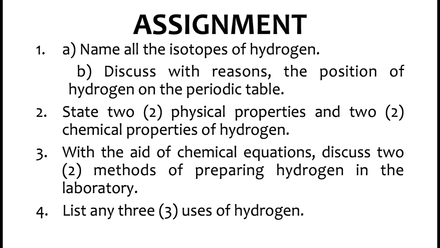The questions again. 1A. Name all the isotopes of hydrogen. B. Discuss with reasons the position of hydrogen on the periodic table. Question 2. State 2 physical properties and 2 chemical properties of hydrogen. Question 3. With the aid of chemical equations, discuss 2 methods of preparing hydrogen in the laboratory. And then question 4 says, list any 3 uses of hydrogen gas.